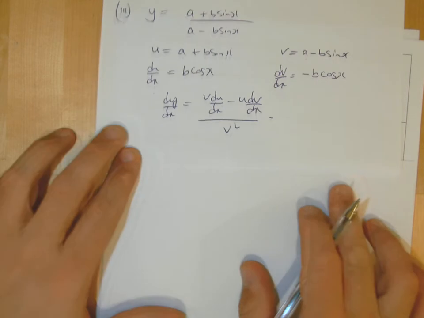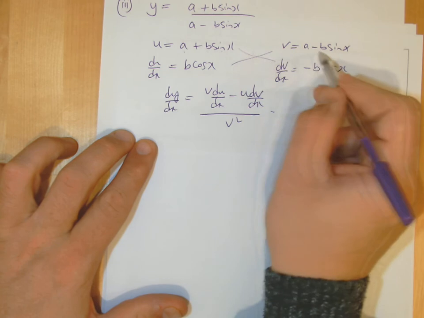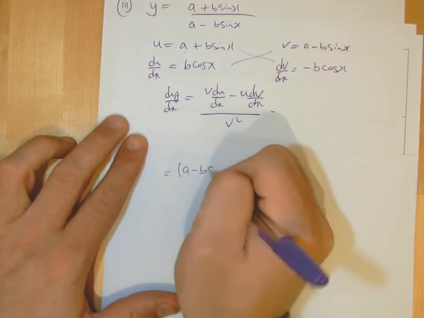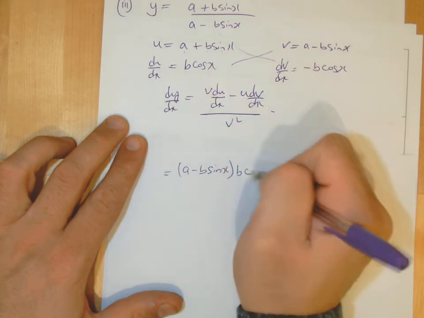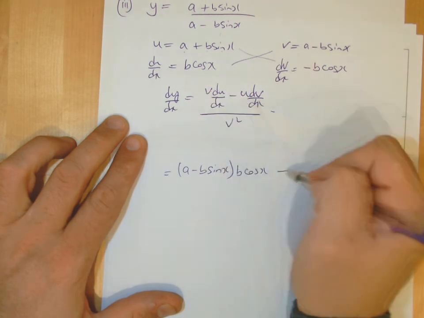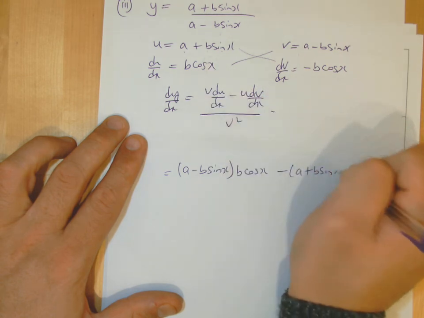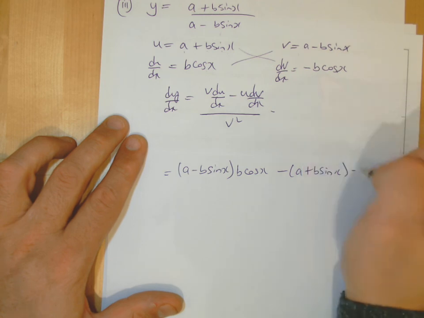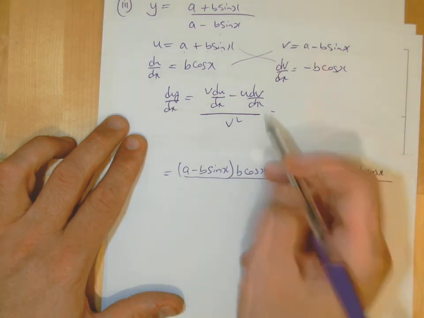So quite simply, when you use the quotient rule, it is sort of like crisscross, yeah? So you start over with a v, don't forget, right? So important, a minus b sine x, put in a bracket, times then du dx, which is b cos x. Take away then u, which is a plus b sine x, times then dv dx, which is minus b cos x, right? All over then v squared. Now where's v? v is that there.